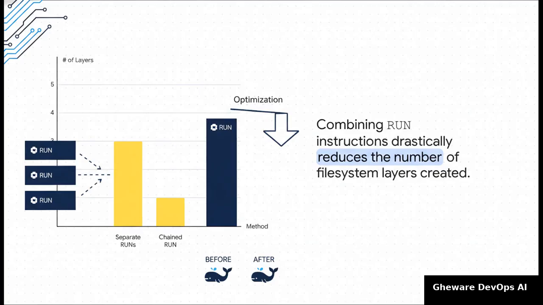You can see it right here on this chart. Instead of 3 separate layers for what's really just one logical operation, installing a package, you've got just one. Simple as that. It makes your build history cleaner, and it makes your final image smaller.